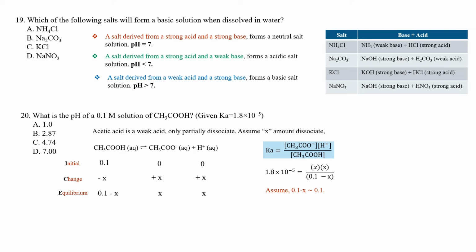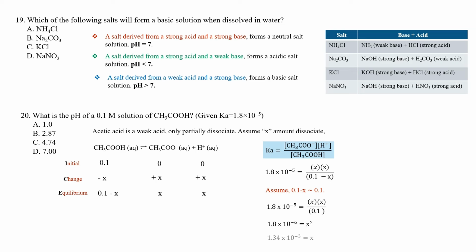Assume 0.1 minus x is equal to 0.1. The meaning is, if we consider the x amount, the amount that dissociates from the acid, it is very small, negligible compared to the 0.1. Only a small fraction dissociates. So 0.1 minus a small number is close to 0.1. That is the assumption. Then we can simplify the equation. Ka is equal to x times x divided by 0.1.